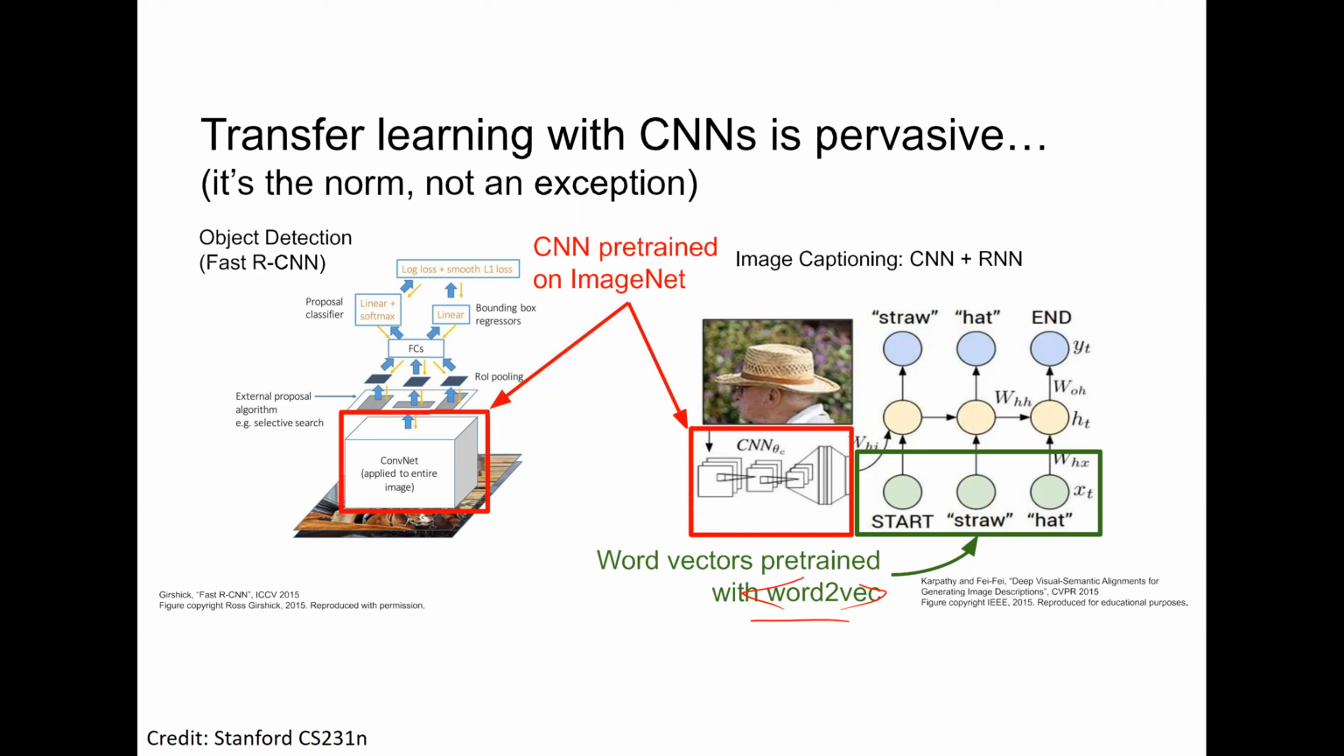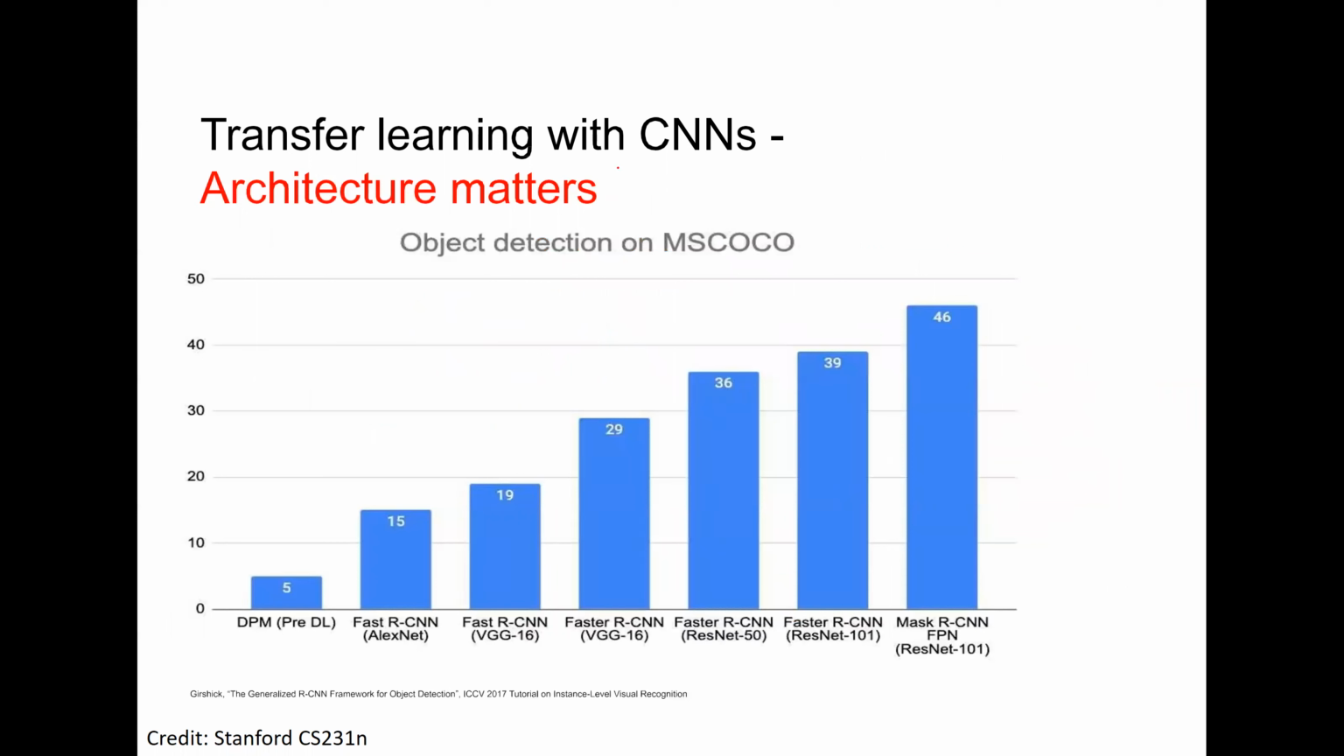Even though you have quite a lot of data, that might still be smaller than ImageNet. Therefore, you might want to use bigger data sets first and then fine-tune those pre-trained models on your specific application data set. And architecture also matters. The object detection performance differs largely depending on the architecture, even though they are pre-trained on the same ImageNet.